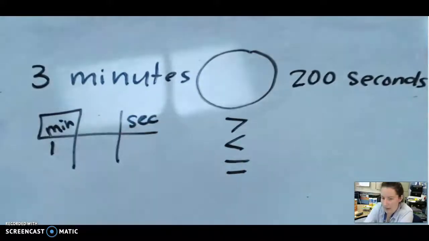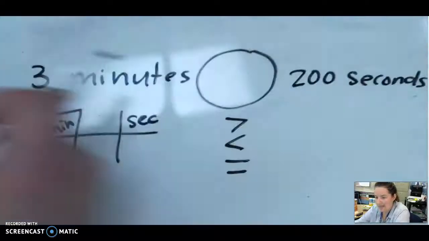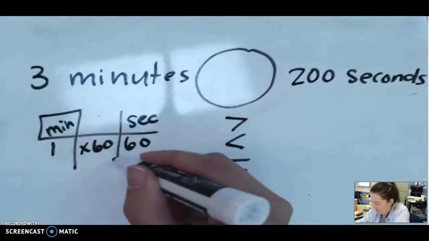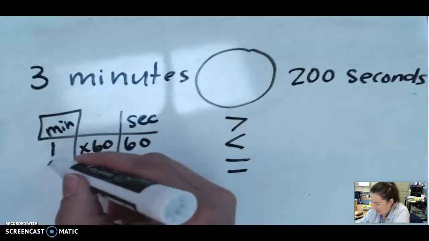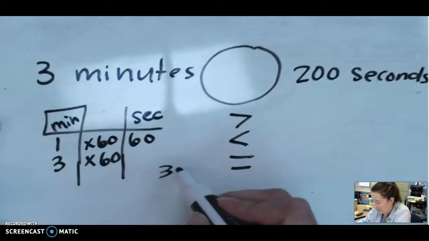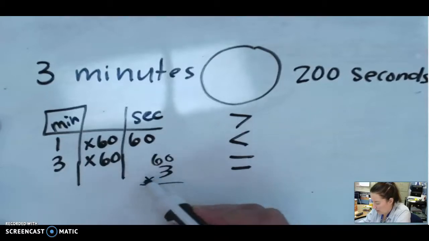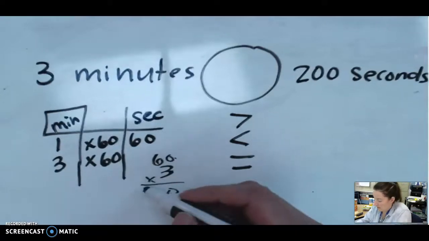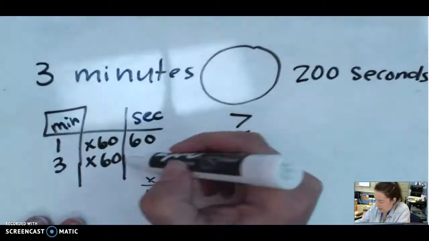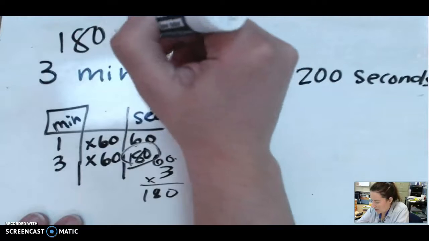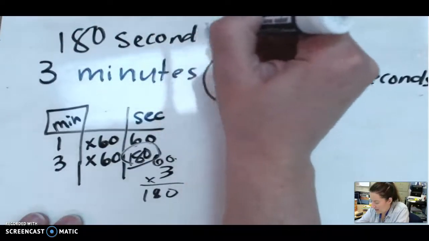Well, 1 minute, look at your chart. 1 minute, you should know, is 60 seconds. So that's times 60. If 1 minute is 60 seconds, then 3 minutes should be 3 times 60. If you don't know what that is, let's multiply. 3 times 0 is 0. 6 times 3 is what? 18. So 3 minutes is the same as 180 seconds.